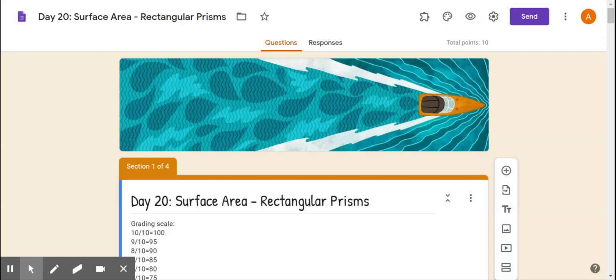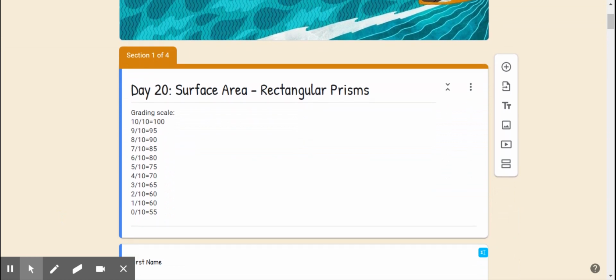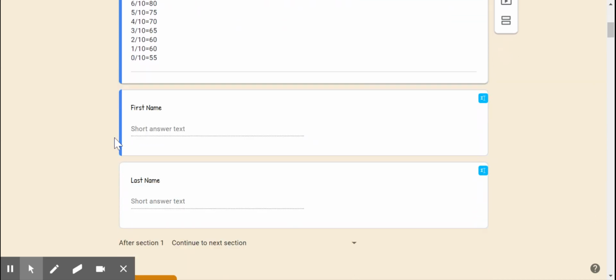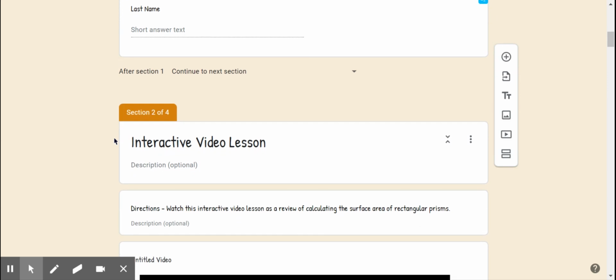So I'm just going to spend a couple minutes going over what you're supposed to be doing today for day 20. This is just going to be a review for surface area of rectangular prisms. When you open the form, yours will look a little bit different because I'm looking at the teacher version. But first you'll see the title and the grading scale for how you can know what grade will go in the grade book. Once you've finished, put your first and last name and go to the next section.